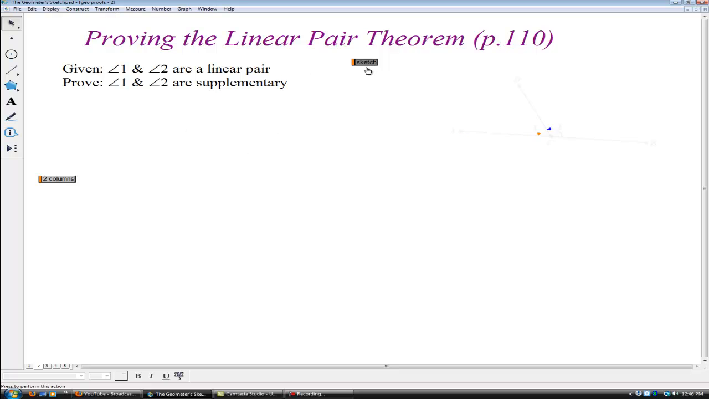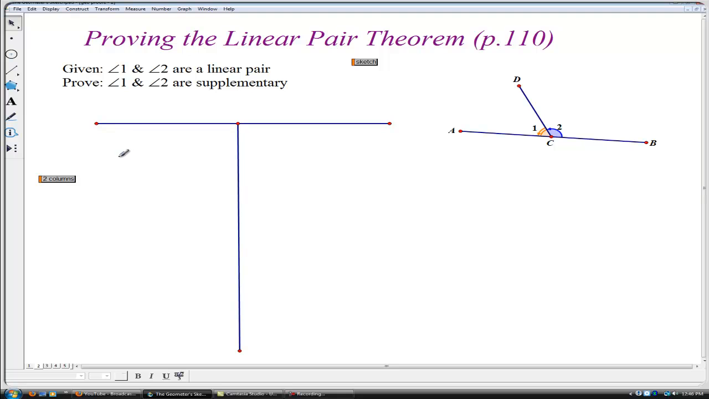So here's what we're given. Here's a sketch of the given information. Angles 1 and 2 are a linear pair. We want to prove that these are also supplementary. So first, state my given. And now I want to keep in mind what I'm trying to prove, that these two are supplementary. There's a definition of a straight angle, which shows that these two angles combined give me 180 degrees.